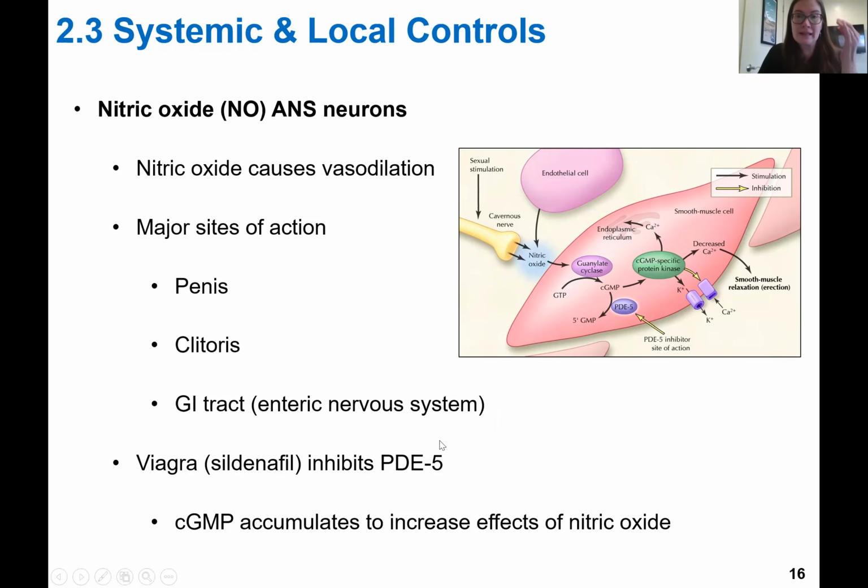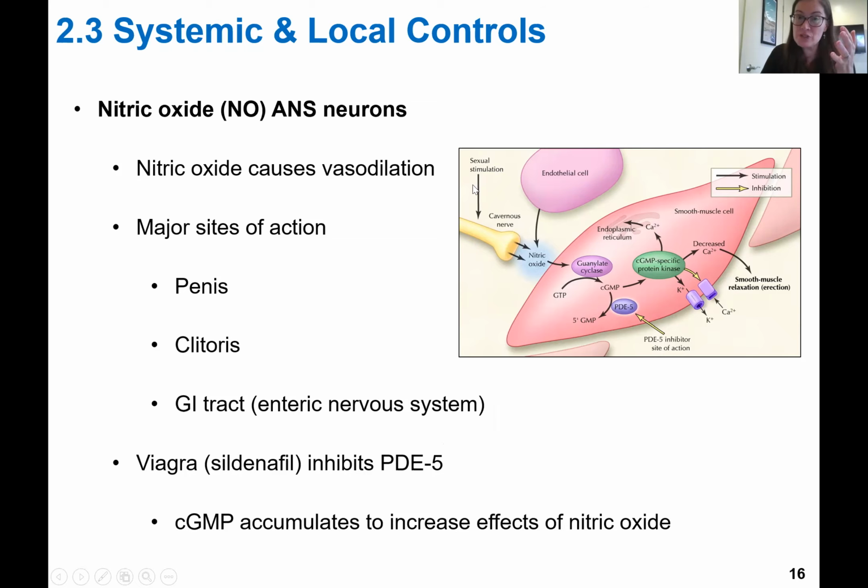So, like I said, Viagra, pretty much the most prescribed drug across the planet, makes billions of dollars every year. Let's talk about how that actually works. Okay, so first I'm going to walk you through the mechanism of how we get this happening, and then we're going to talk about how Viagra enhances that mechanism.